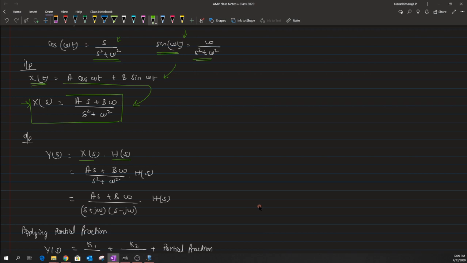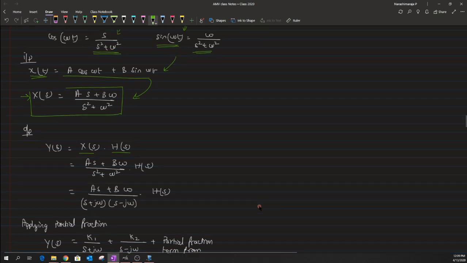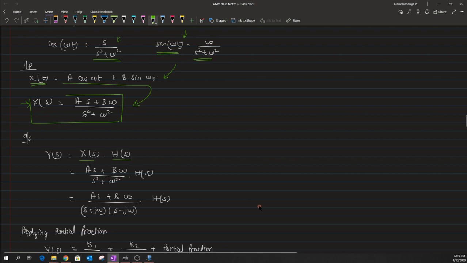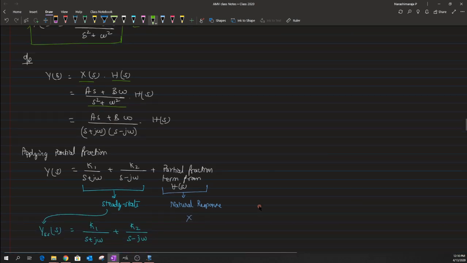Okay, so here in this case I know that the input signal has the form of x of s defined by this particular quantity that I have substituted here, and that has been multiplied by the system transfer function. Later, one could rewrite the denominator polynomial of the input signal, which is s square plus omega square, as two roots. One is s plus j omega, the other one is s minus j omega. So one could split it into two roots, and that is how it has been written down here.